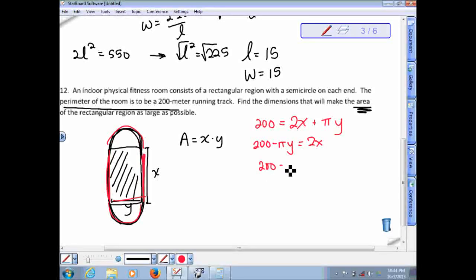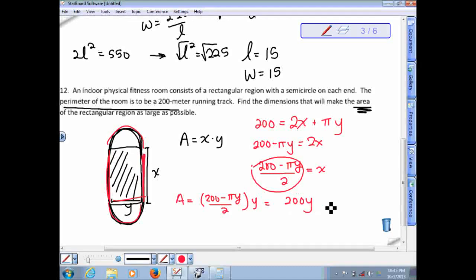And we can divide everything by 2. Now we have area, and now we know what x equals. x equals this value right here. So this is 200 minus pi y all over 2 times y. And this is equal to 200y minus pi y squared all over 2.